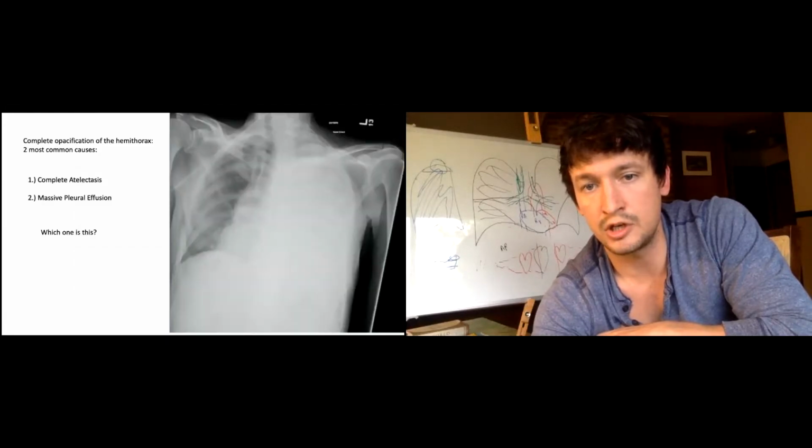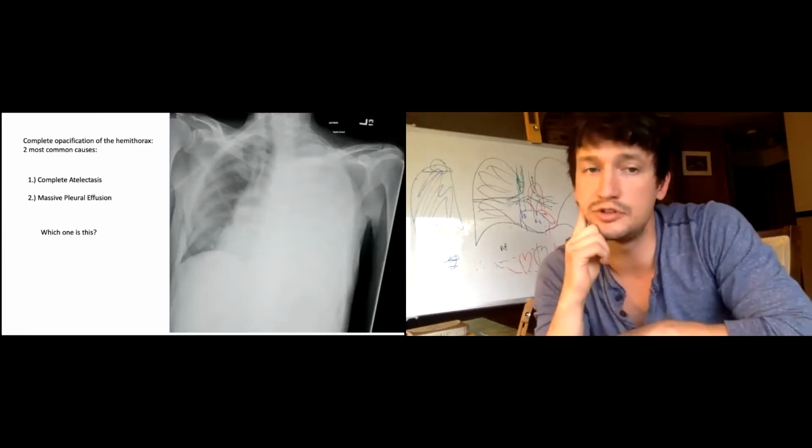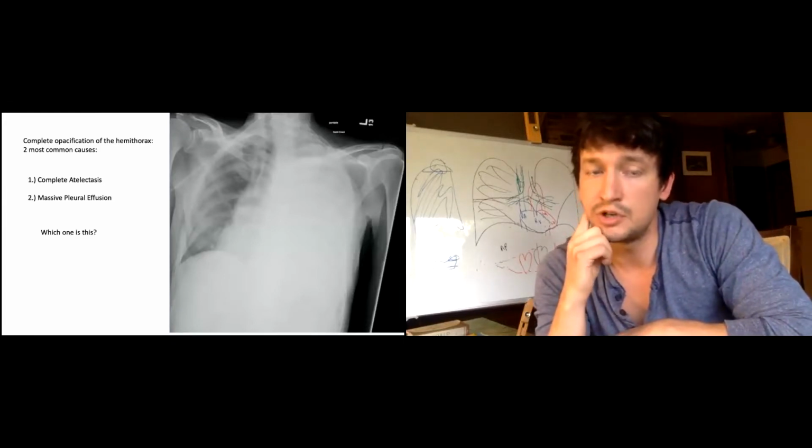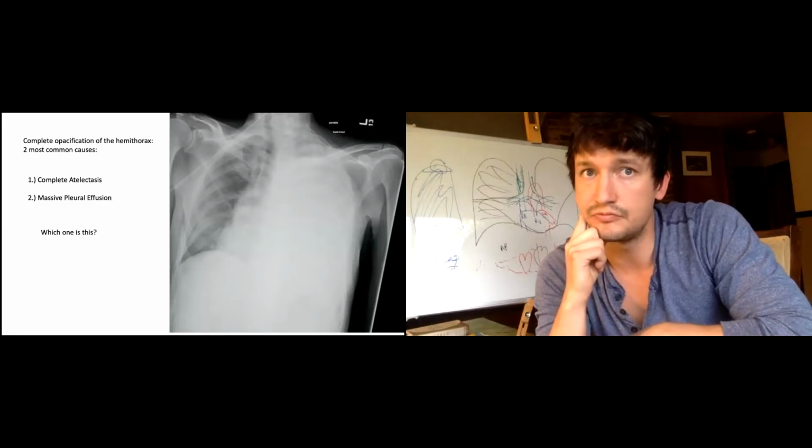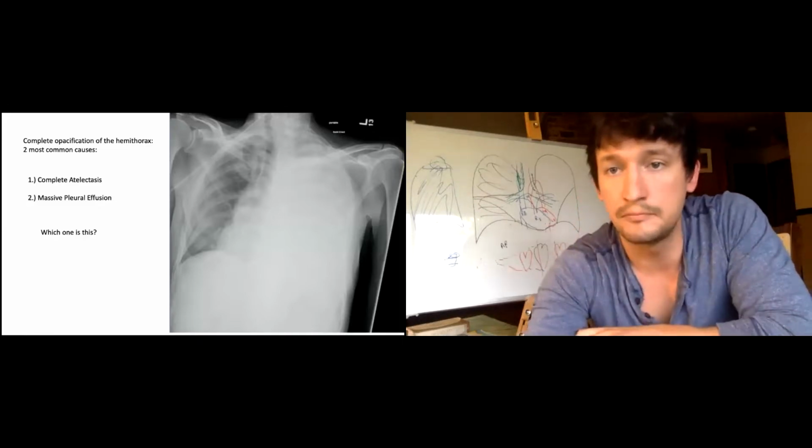Okay, so a lot of times you'll see complete opacification of a hemithorax. The two most common causes are complete atelectasis or a massive pleural effusion, or a big bloody effusion after trauma. What do you guys think about this one?